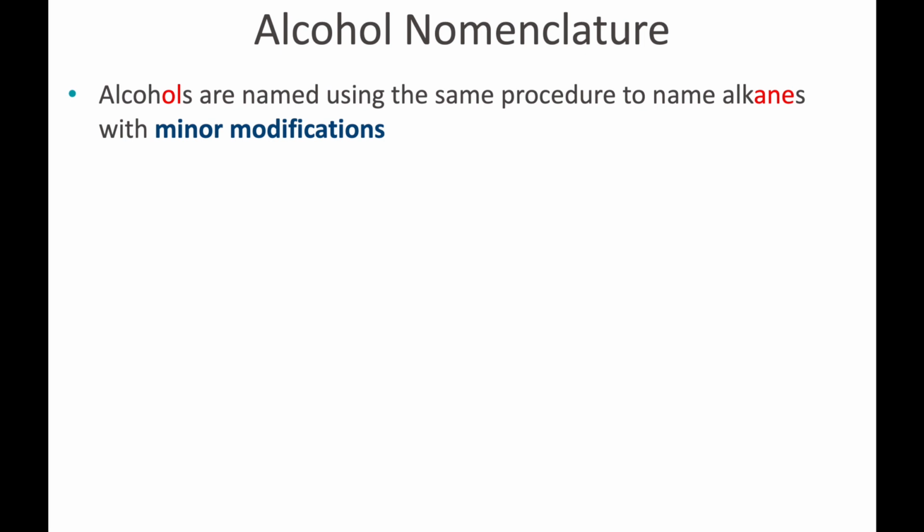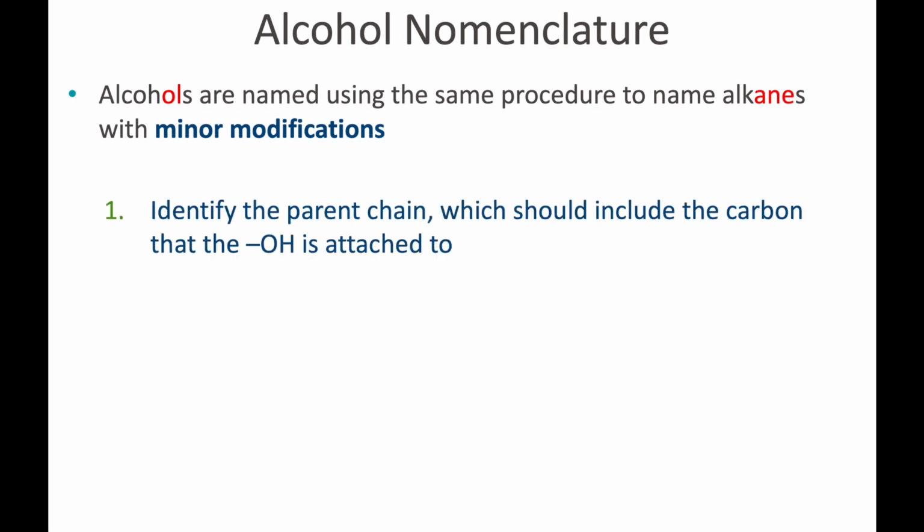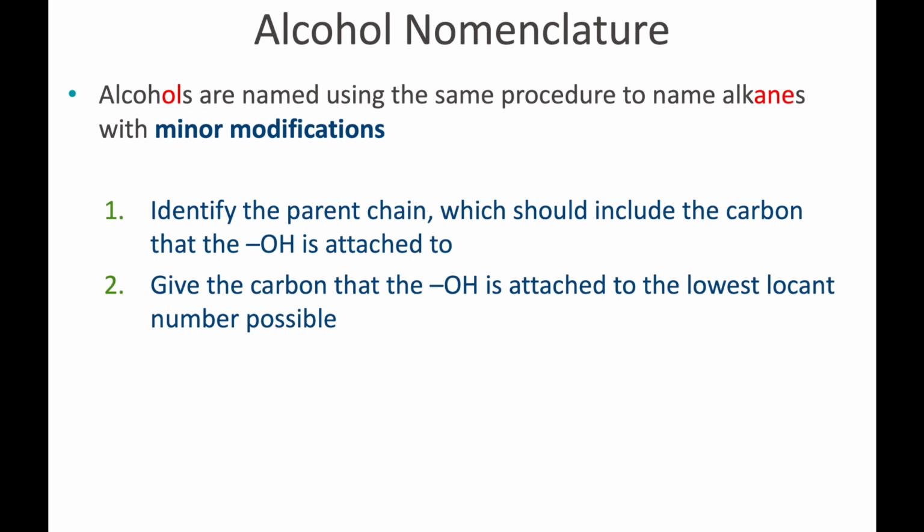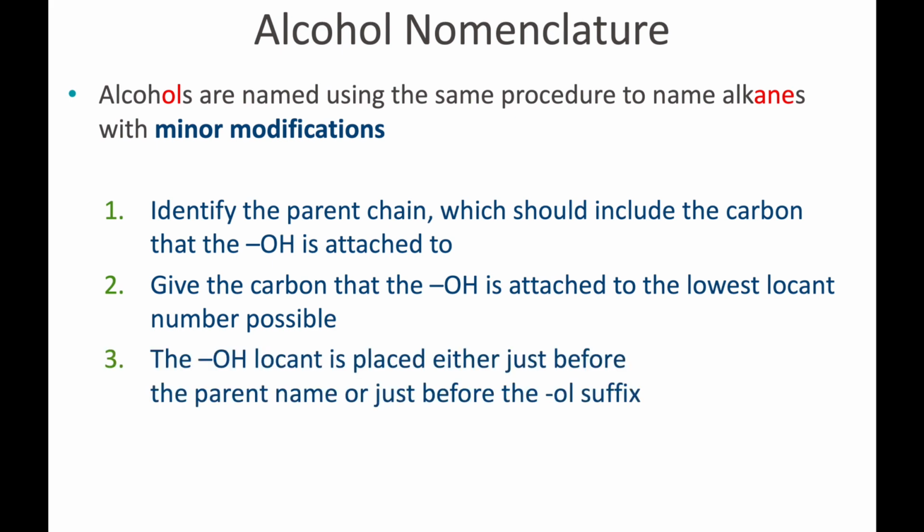All right, so let's talk about how to name compounds with the alcohol group. So their naming is basically the same as if you had an alkane, except for these 3 important changes. First, you have to identify the parent chain, which now must include the carbon chain that has the hydroxyl group. Second is that you have to give the carbon that the hydroxyl group is attached to the lowest locant number possible. And the third difference is when you name it, the hydroxyl locant is placed either just before the parent name or just before the OL suffix. All right, so let's see each of these rules in action.